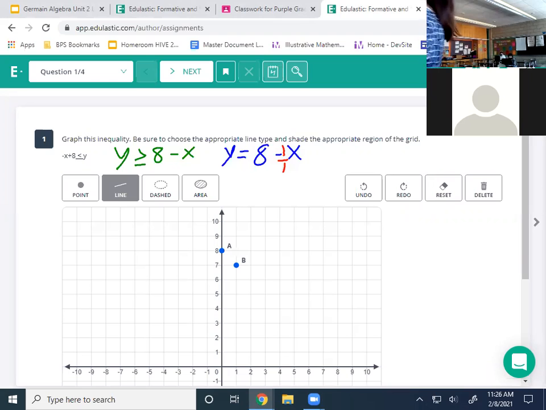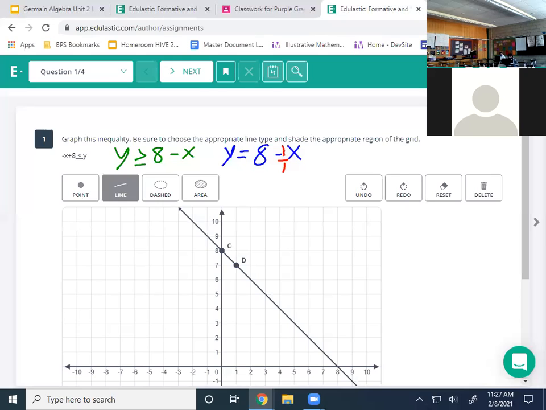Good. So I'm going to connect those two with my line. And then I need to decide, is it going to be dashed or solid? Kyle? Solid. Why? The symbol does have a line. Very good. Yes, go ahead, Nassim. Very good. And Peyton said the same thing. It's going to be solid because we have that or equal to line underneath it.